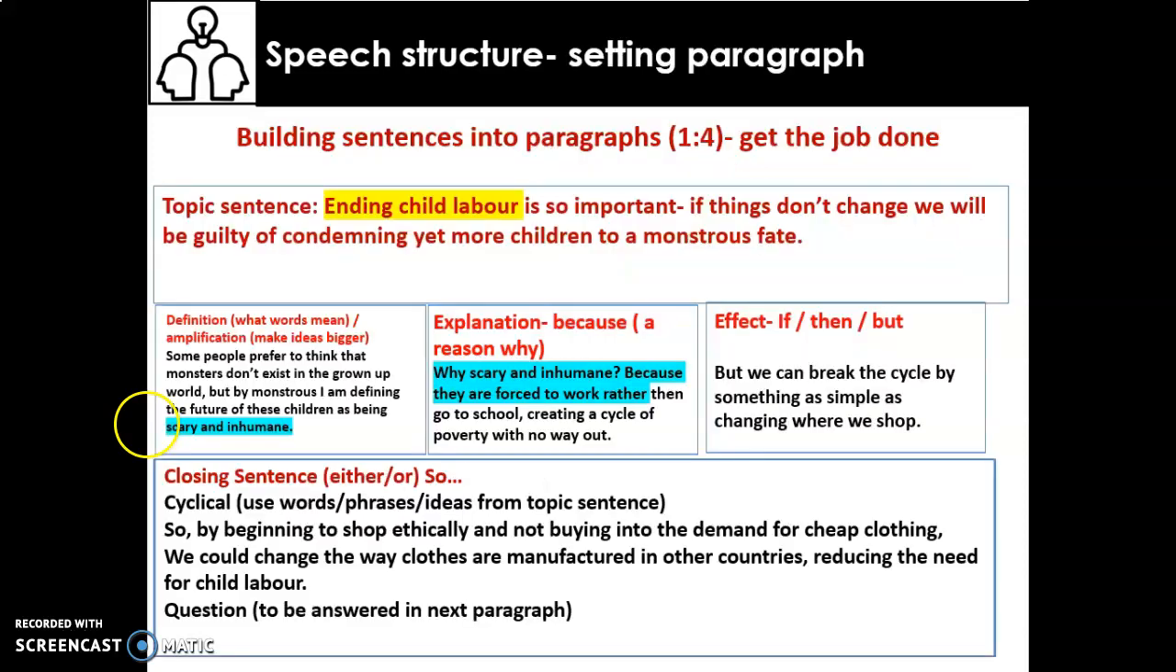So every single one of us is going to write that as our first topic sentence to suit our topics. So we might say, tackling plastic pollution is so important. If things don't change, we will be guilty of, or we will be responsible for. So again, you can use my sentence and change the wording to introduce a focus on your topic if you feel safe to, if that makes you feel happier. If not, you just need to give me a topic sentence that in your own words tells me why your topic's important and what will happen if things don't change.